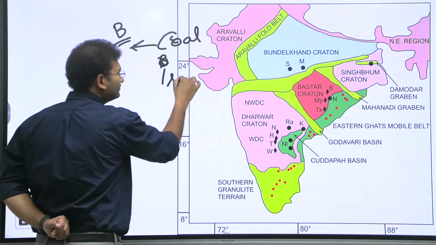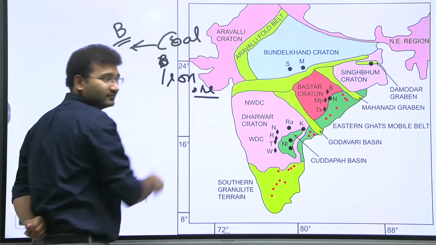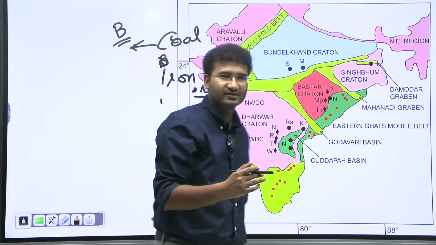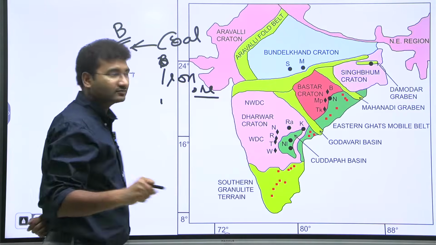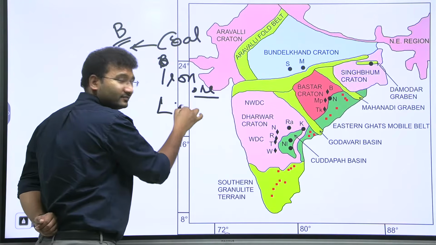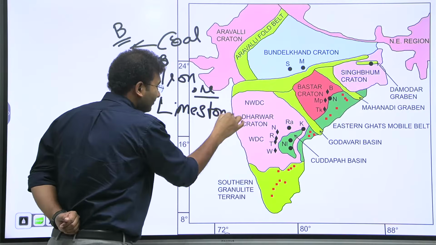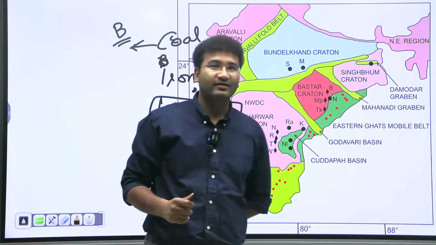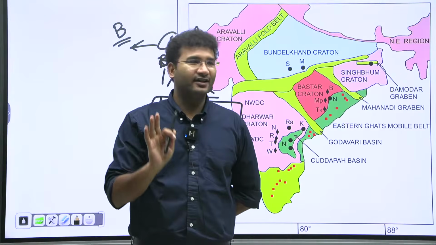Iron ore. Next, water. Okay, agreed. Water is required for all the industries. Next, raw material. Limestone. Why limestone? Limestone is a fluxing agent.